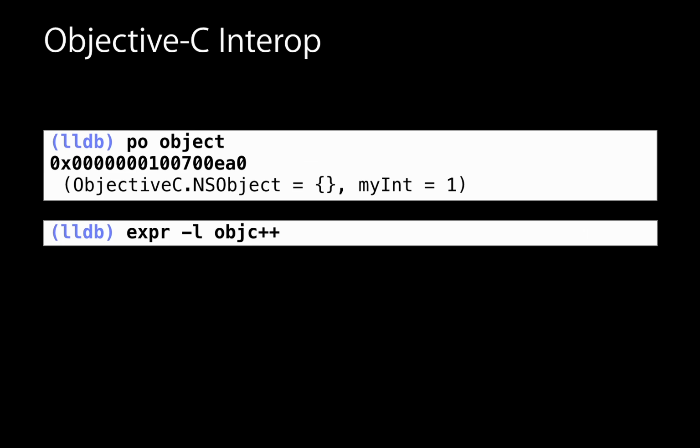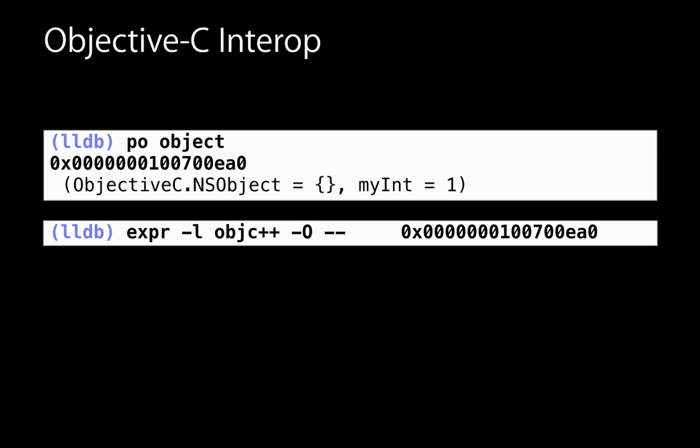Skimming through the help for PO and expression, I can discover that the PO behavior is actually triggered by a flag to the expression command, the -uppercase O flag for object description. And so I can guess that I need to write an Objective-C expression that gets an object's description. But now I changed language. Now I can't use my object local anymore.